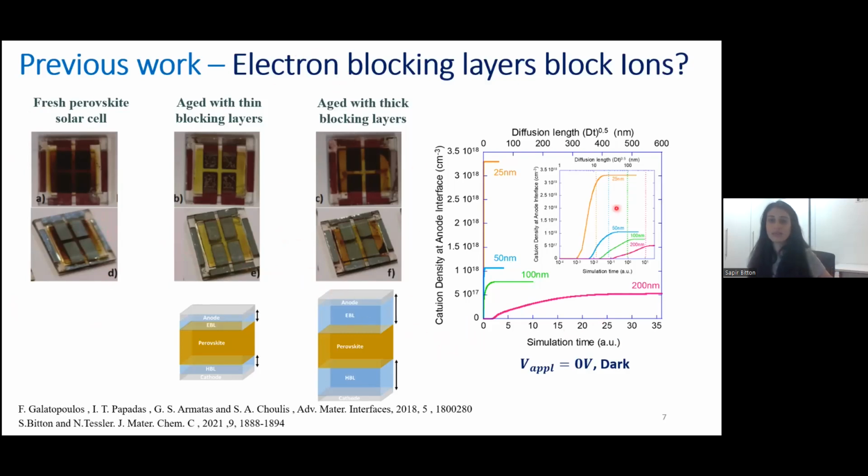And our graph shows the ion density near the contacts as a function of time for different thicknesses of blocking layers. So we can conclude that the motion of ions within the blocking layers is important enough to study. And the thicker the layer, the better ion blocking we get. But although the electronic blocking organic layers can delay the ions, they don't block them entirely.